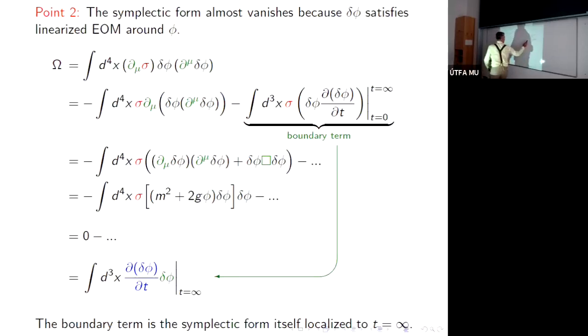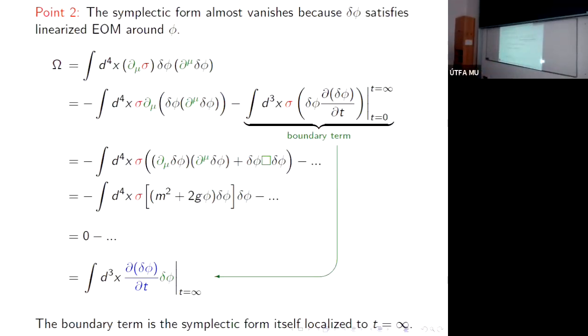And if you look at this boundary term more carefully, you find that at t equals infinity, this sigma is 1, and at t equals 0, the sigma is 0. So this reduces to this boundary term evaluated at t equals infinity, which we see is exactly the delta p delta q that we had in the previous slide. So we see that the boundary term at infinity is in fact this whole symplectic structure itself.